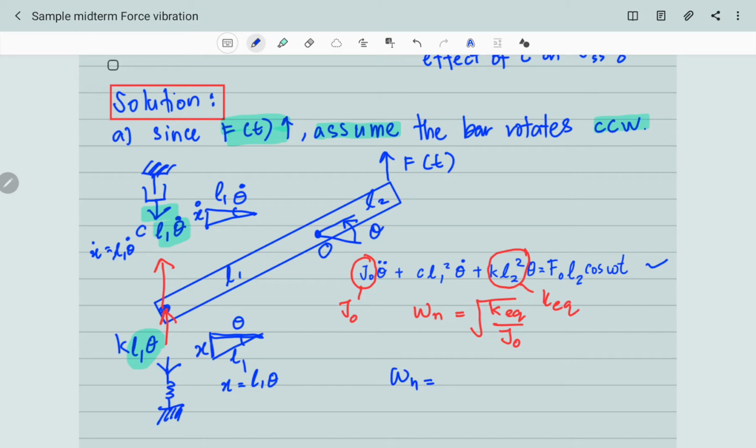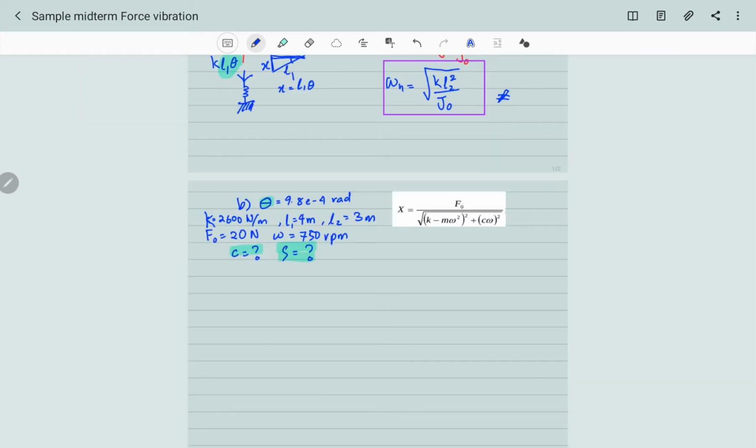basically your omega n is equal to the square root of your k equivalent, which is KL2 square, divided by J naught. That will be the answer for part A. Okay, part B: you have to find C and zeta given all the values for your capital theta.